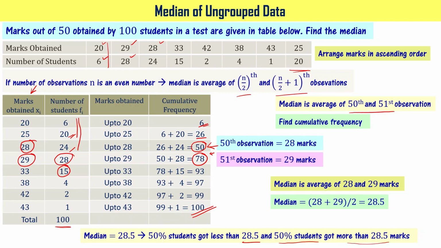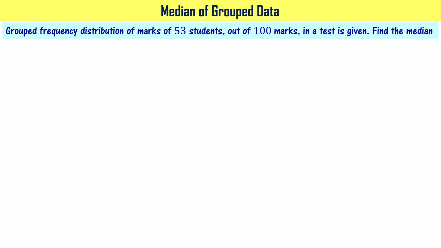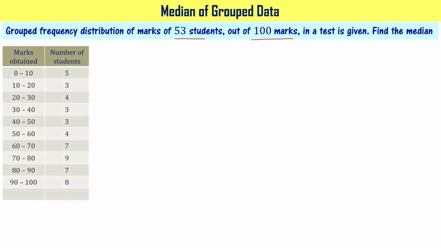Okay, now let's understand the median of grouped data. Here is a frequency distribution of marks of 53 students out of 100 marks in a test, and we have to find the median. The marks of 53 students are given. The table looks like this. For 0 to 10, you have 5 students. For 90 to 100, you have 8 students. For this data, you have to find the median.